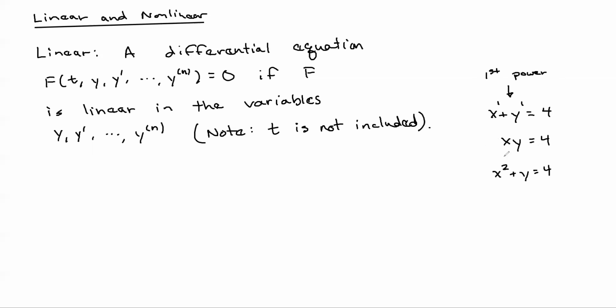And so these are both nonlinear. The same thing applies here, but again, t is excluded, so it only applies to the unknown function that we're trying to find. In this case, the unknown function is represented as y. So the y's all have to be to the first power, and they can't be multiplied together.